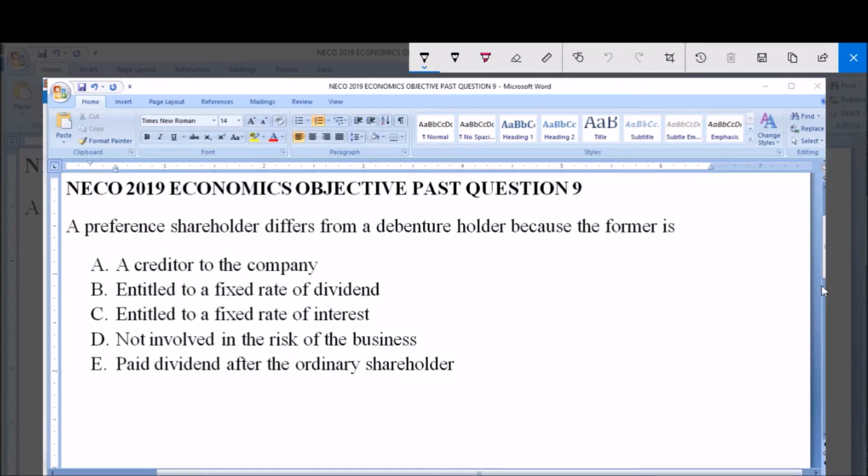A preference shareholder differs from a debenture holder because the former is: A, a creditor to the company; B, entitled to a fixed rate of dividend; C, entitled to a fixed rate of interest; D, not involved in the risk of business; E, paid dividend after the ordinary shareholder. So the concepts we are looking at here are: 1. Preference shareholder, 2. Debenture holder.